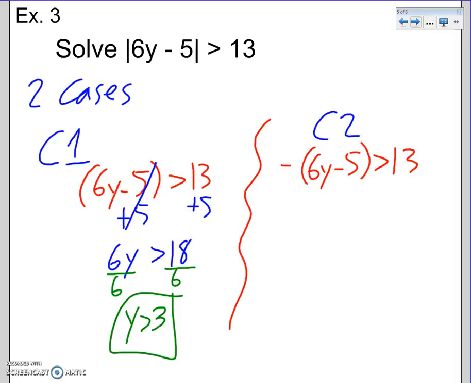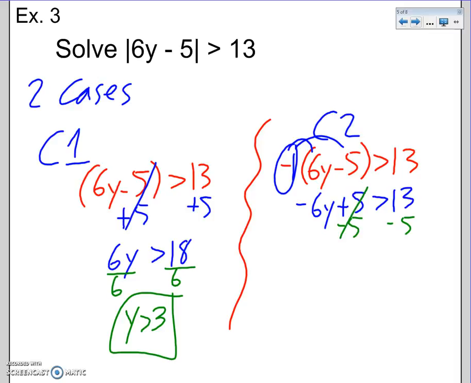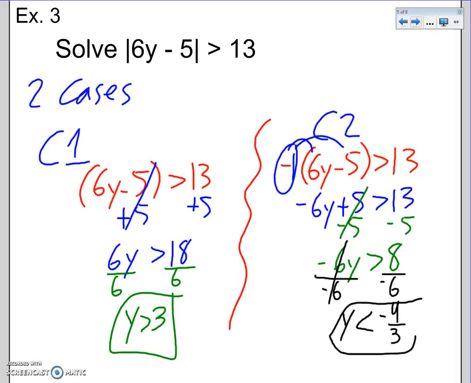Over here, distribute this negative 1. Negative 6y plus 5 greater than 13. Do algebra, subtract 5. So negative 6y is greater than 8. And now we divide. Now be careful here. I am dividing by a negative 6. Remember, when you divide by a negative on both sides of an inequality, you need to flip the sign. So I have y is actually smaller than negative 4/3 when I reduce. And that's about negative 1.3.